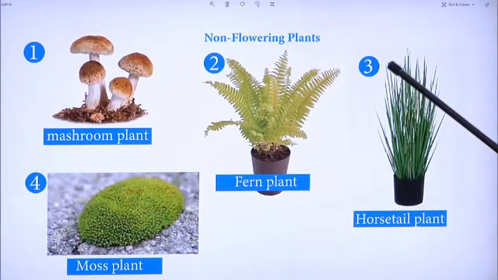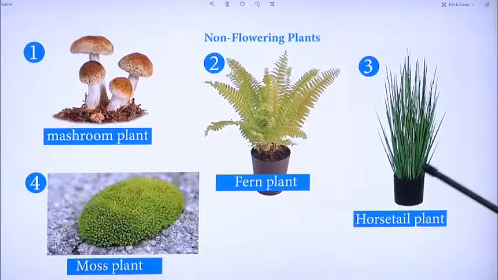Let's see picture 3. Very nice plant. Do you know the name of this plant? Oh, this one. No, it is not green onions. It is called horsetail plant. It is also green in color. This plant also does not produce any flower. Good.